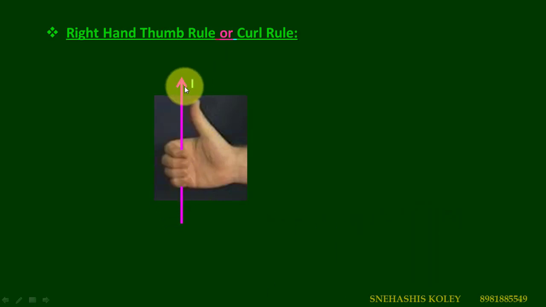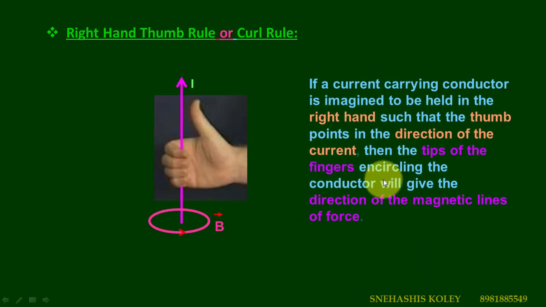If we hold the current carrying conductor in our right hand such that the thumb points in the direction of the flow of the current, then the fingers encircle the wire in the direction of the magnetic field lines, as shown in this figure. As you can see, our fingers enclose the wire in this direction, that means in the anti-clockwise direction.